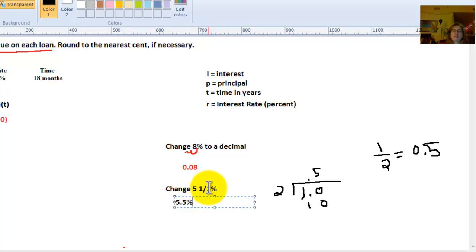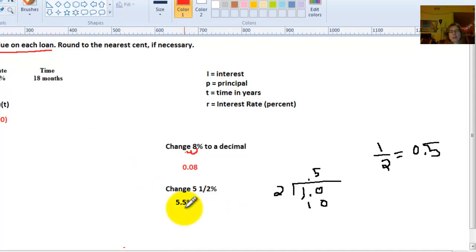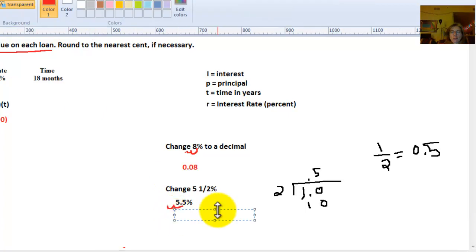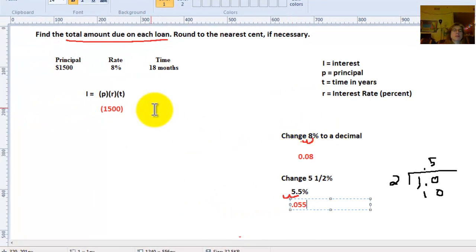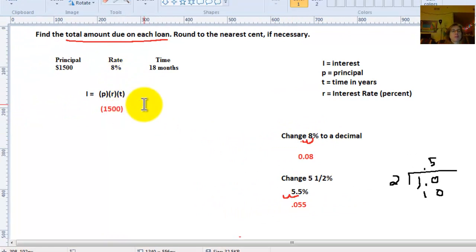So now that we've changed the mixed number to this decimal, it still has the percent. Let's take the percent sign off, which means simply dividing by 100. So we move it 2 places to the left, and that gives us a decimal of 0.055. So you would use that as the rate to multiply by. So be very careful. In this situation, we were just given a whole number, 8%, so that's easy.